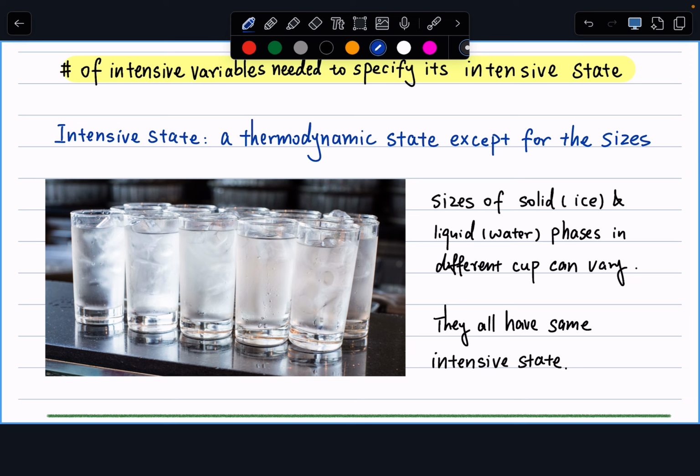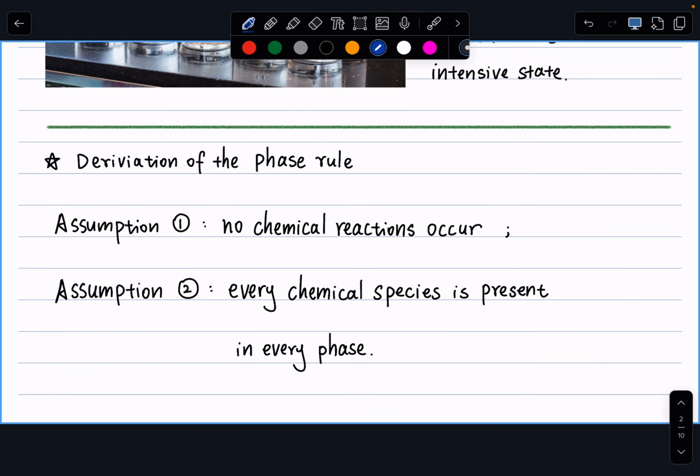All right. So let's get started. But before we do that, I'm going to make 2 hypotheses or 2 assumptions that we might later on drop. So I'm going to write these 2 assumptions on the board so that we can start from a simplistic system that's at equilibrium, no chemical reactions occur, and every chemical species is present in every phase. So let's start from a simple system.